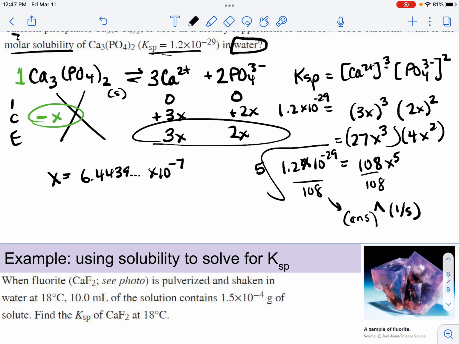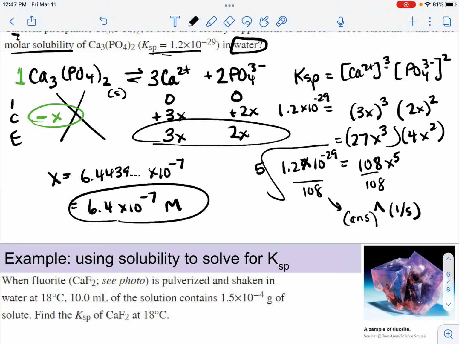Since my KSP is my only given value, it has 2 significant figures. I'm going to have to make this 6.4 times 10 to the negative 2nd, and since everything is in concentration, that will be molarity, and this is my molar solubility.